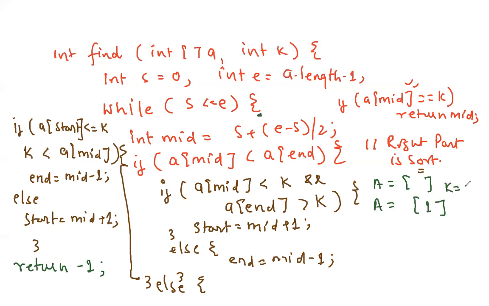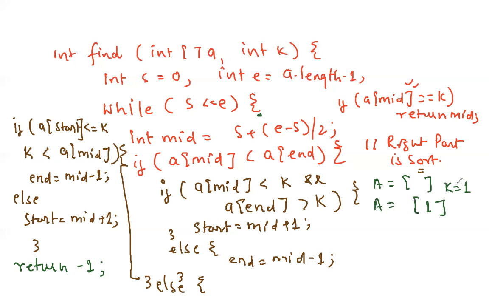And the key is, let's say, one. Can you see if it will work? Tell me if it will work. Sure. So s is equal to 0, e is equal to 1 minus 1, means 0, both are the same. So it will go into the while loop. I will calculate my mid, which is 0. So a of 0 is equal to k.